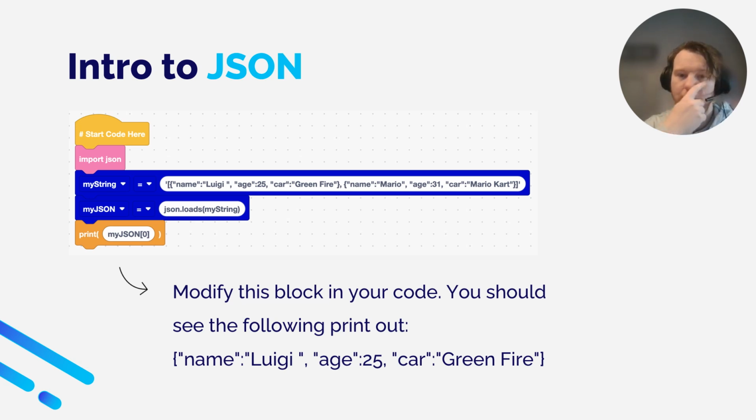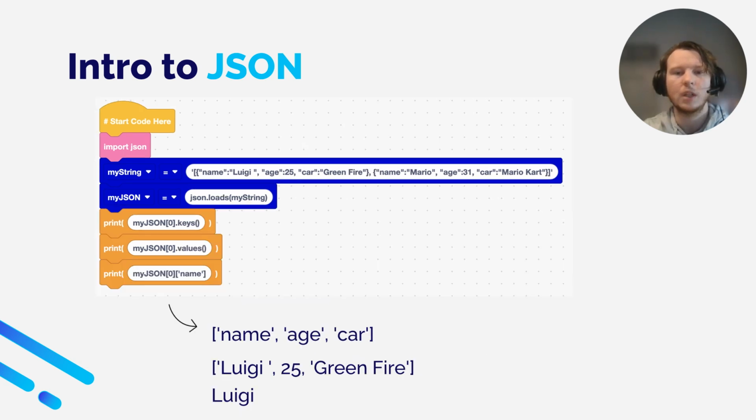So now we're going to have students modify their print myJSON block to print myJSON 0. And this should print out only the Luigi observation. So you should see the text right below. We have another example of a modification you can make. You can access the keys directly for that JSON entry. You could access the values directly for that observation, or you could access just the name. And you'll notice here each of those modifications produces a slightly different printout.